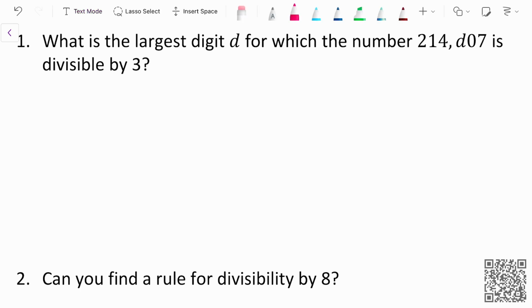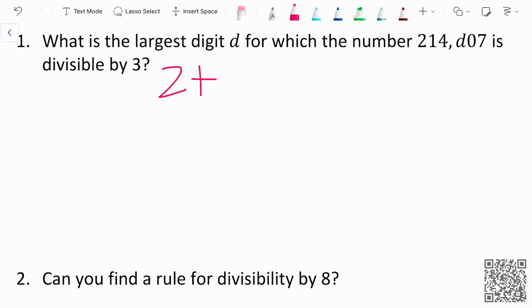Today's first question is, what is the largest digit D for which the number 214,000D07 is divisible by 3? So, as I explained in a previous video, the rule of divisibility by 3 is if all the digits in the number added up is divisible by 3.